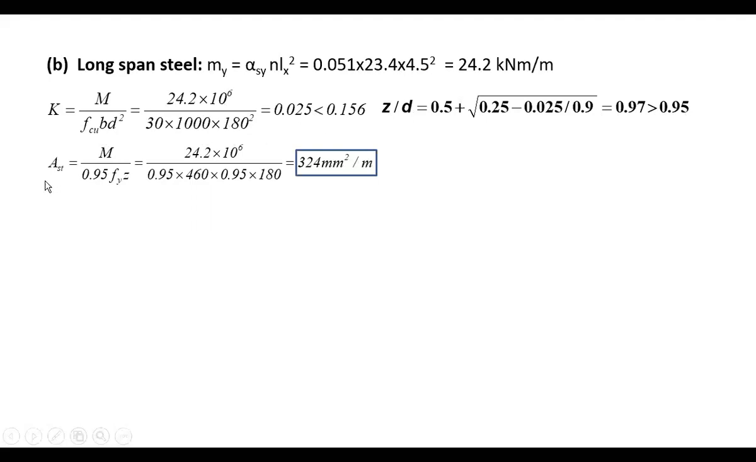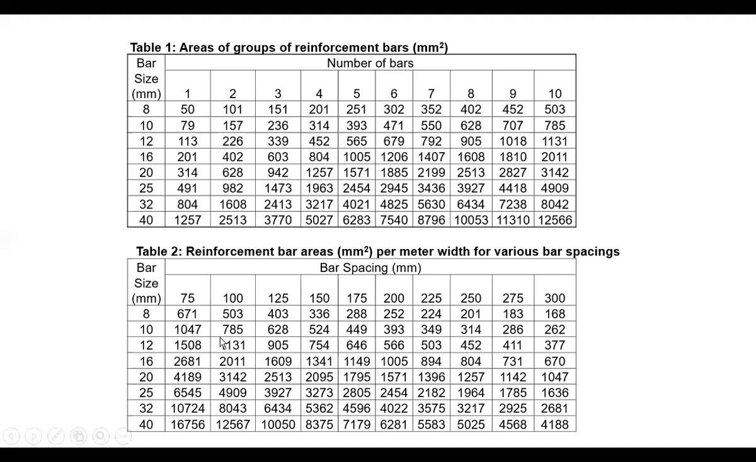Okay, substituting into this equation to get the area of steel, the required steel reinforcement, M over 0.95 f yield times Z. So this is the moment in the long direction. Z in this case, we use the maximum value allowed by the code, which is 0.95 times d. And this will be the As required. This is 324. Let's go and see in the table.